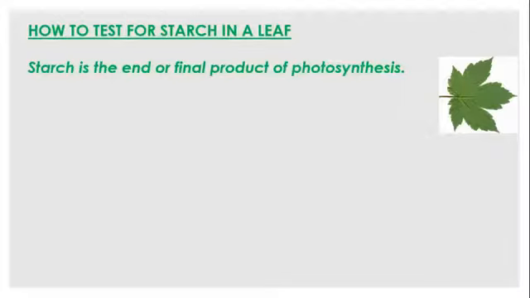Now, if photosynthesis is complete, there follows the formation of starch as a result of the combination of several units of glucose or other forms of sugar like fructose. So starch marks the final product of photosynthesis. So we want to conduct a simple experiment to test for starch in a leaf.